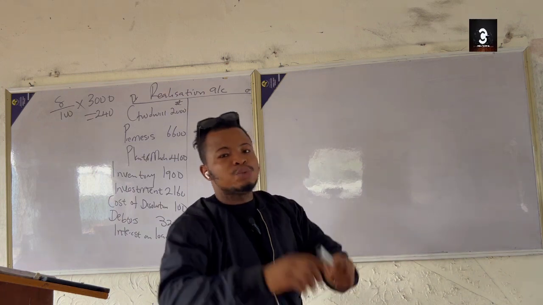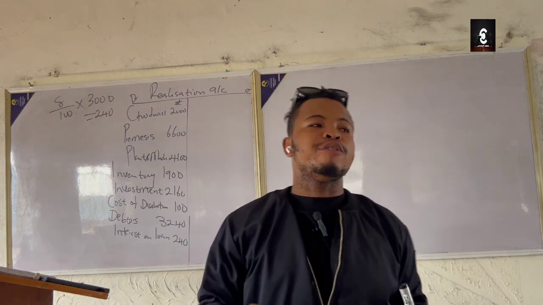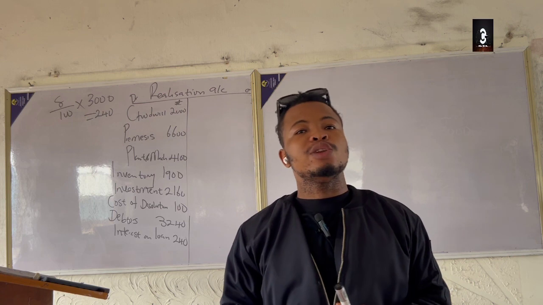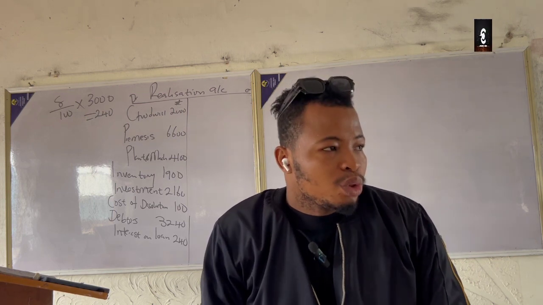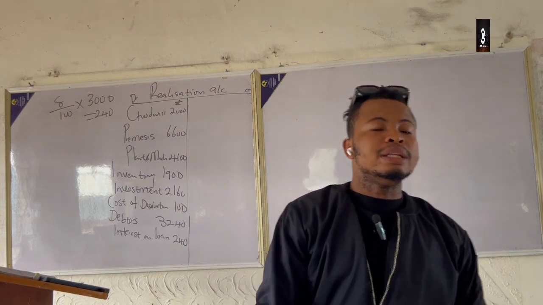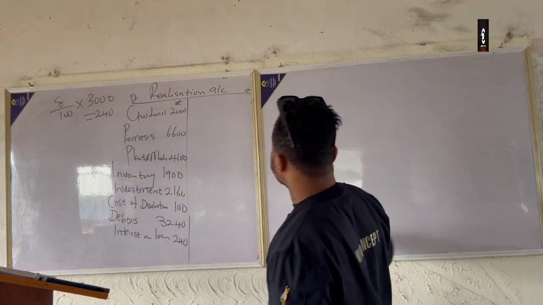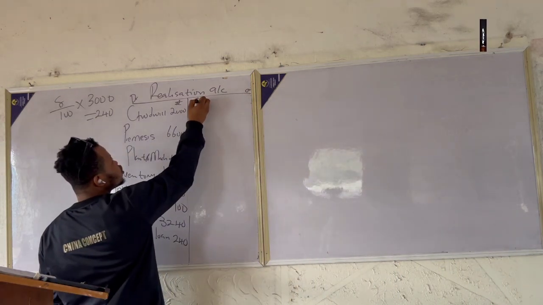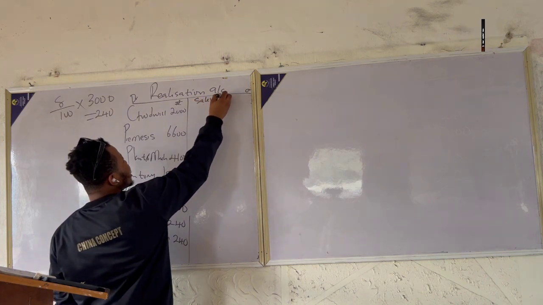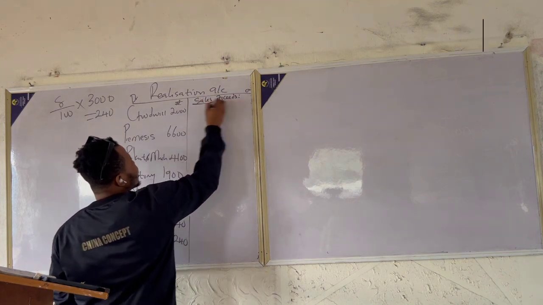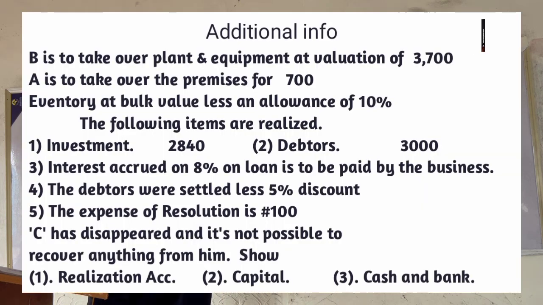Now, having done this, we pick all the items on the additional information that constitute both the ones the partners are taking over and the ones that were realized. We take them to the credit side. Now we come over here. We say sales proceeds. What are the assets that they sold? One of the assets that they sold here is investment. They sold the investment for 2,840.